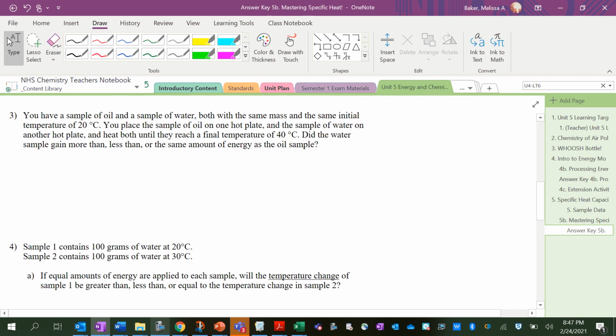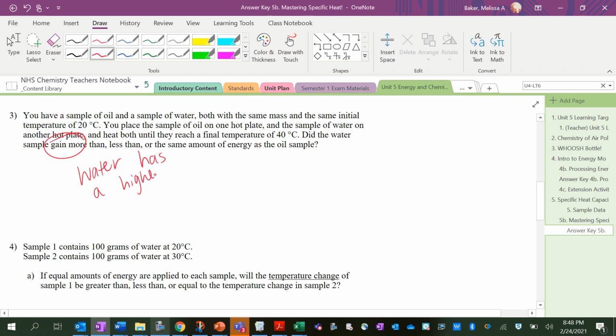You've got a sample of oil and a sample of water. Both have the same mass and both have the same initial temperature. You put the sample of oil on one hot plate and the sample of water on another hot plate, and you heat both until they reach a final temperature of 40. Did the water sample gain more than, less than, or the same amount of energy as the oil sample? Well, the water sample must have gained more because water has a higher specific heat than oil.